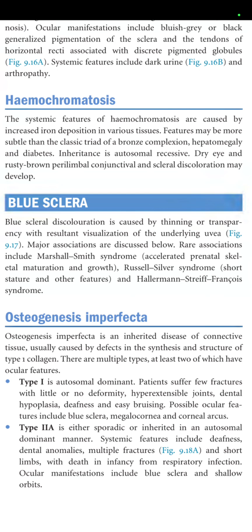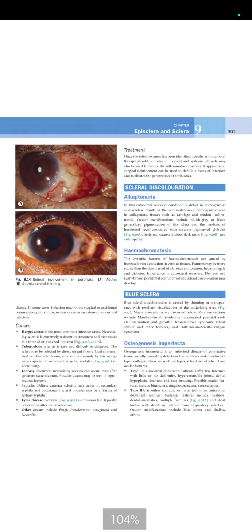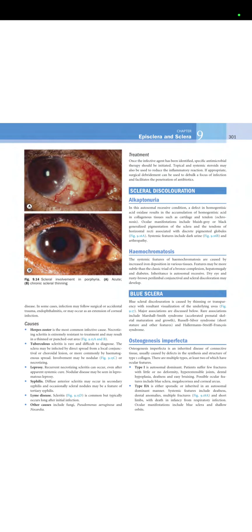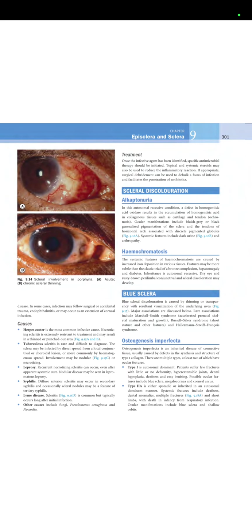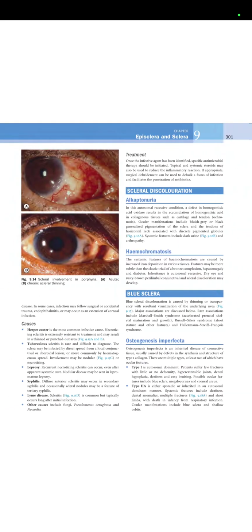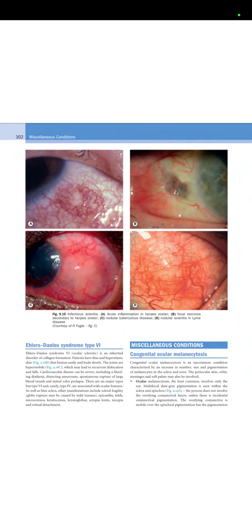Rare associations include Marshall-Smith syndrome, in which there is accelerated prenatal skeletal maturation and growth, Russell-Silver syndrome, with short stature and other features, and Hallermann-Streiff-Francois syndrome. So these are some rare disorders that are associated with it, but most important are osteogenesis imperfecta and Ehlers-Danlos syndrome type 6.